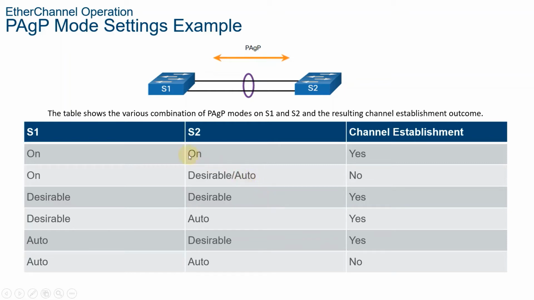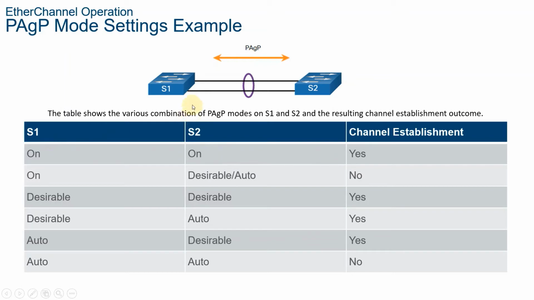PAgP mode setting example. Now consider the two switches here in the figure. You've got S1 and S2, and we will be employing PAgP between the switches. Whether S1 and S2 establish an EtherChannel using PAgP depends on the mode settings on each side of the channel. The table here shows the various combinations of PAgP modes on switch 1 and switch 2 and the resulting channel establishment outcomes.